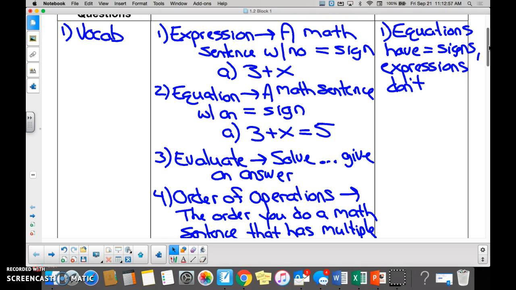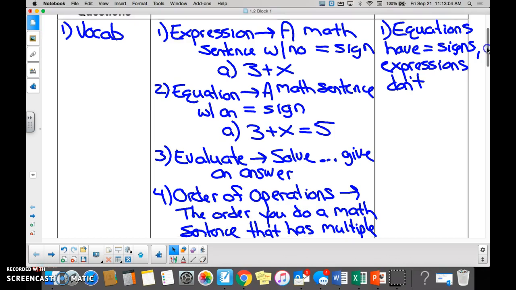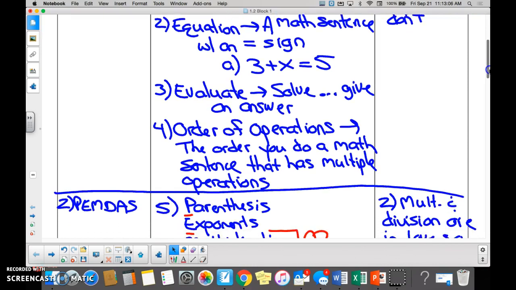Yes. An equation has a what sign? Equal sign. Everybody. Equal sign. An expression does not. Yes. Okay, cool. We have order of operations. Evaluate means solve. You're wonderful there.